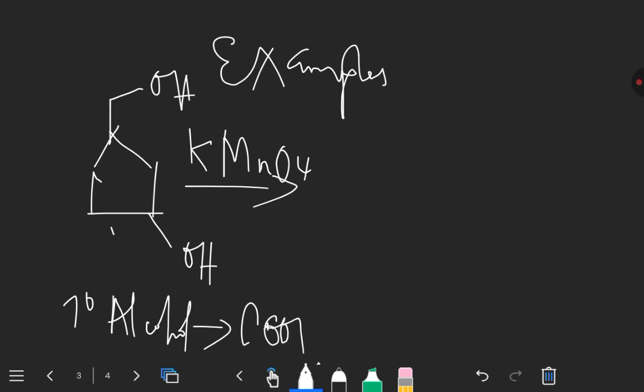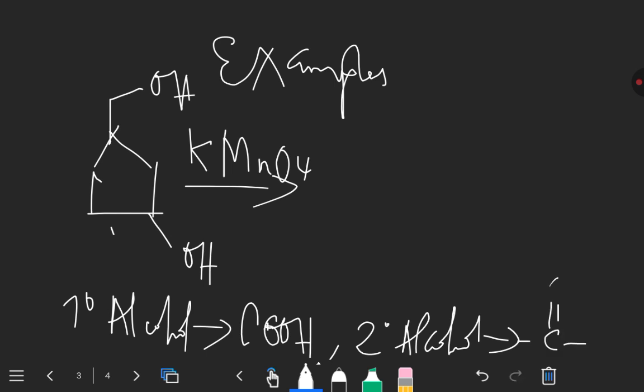Let me just use the functional group like that, to convert a primary alcohol to a carboxylic acid, then to also convert a secondary alcohol to a ketone. So this is what will happen. So now let's write the product.